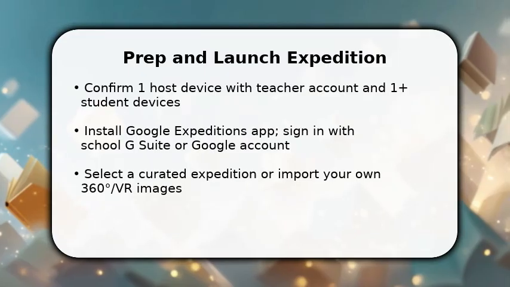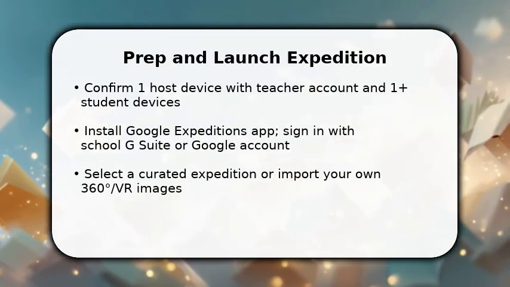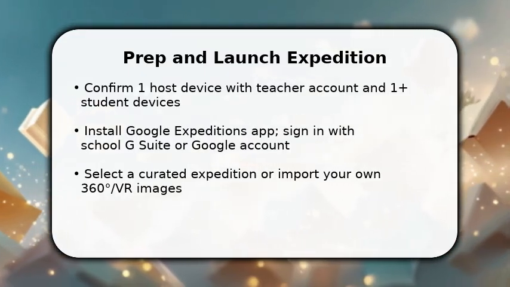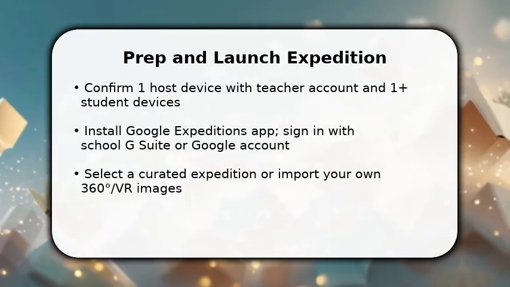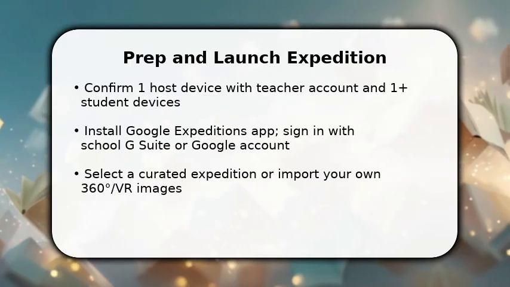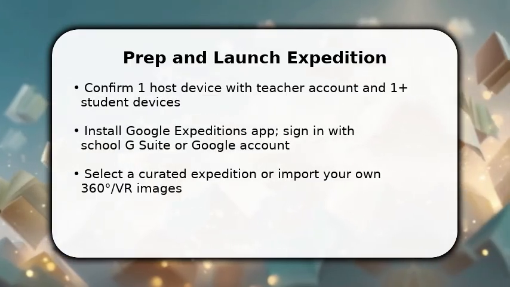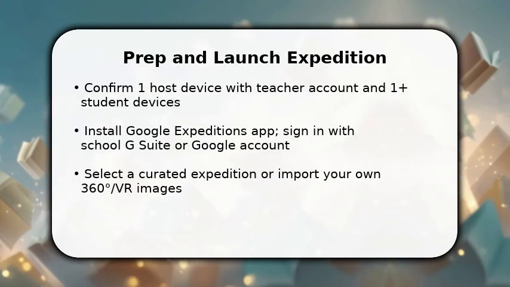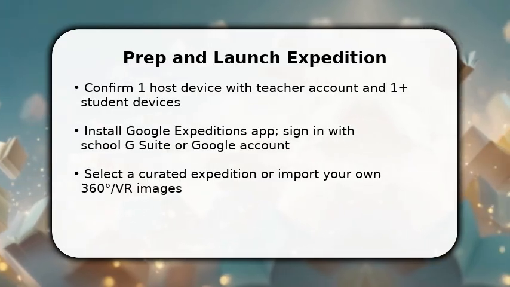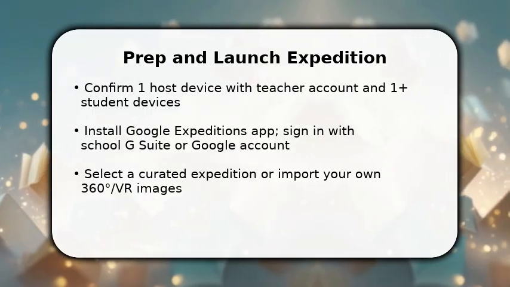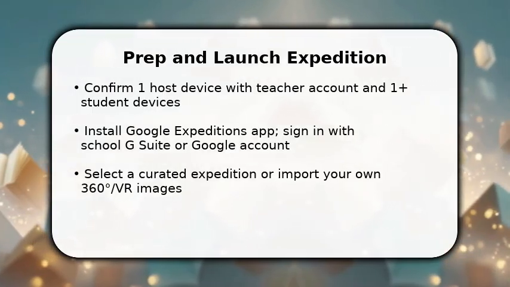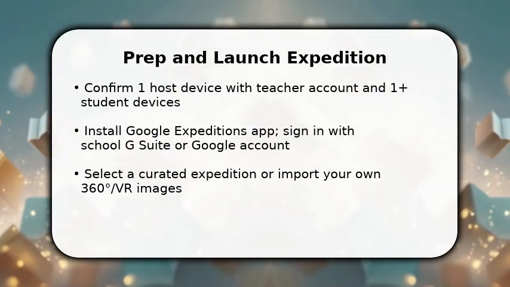You start by getting your host device ready and signing into the Google Expeditions app with a school account. This lets you lead tours and control student view. Once done, connect student devices to the same Wi-Fi or use offline mode for field trips without internet, and pair devices via the host's code or beacon. Make sure to pick a ready expedition. Curated routes save prep time, and preview scenes so you know the flow before you invite students.